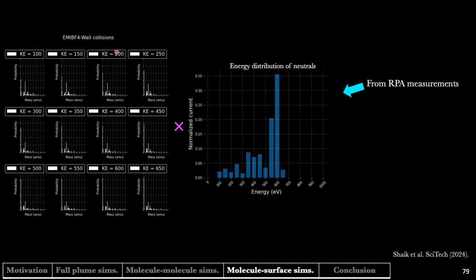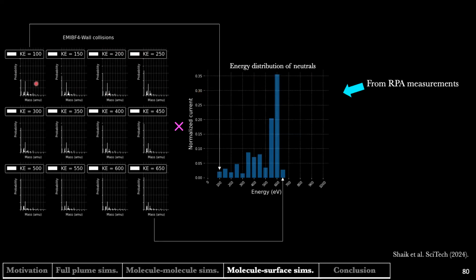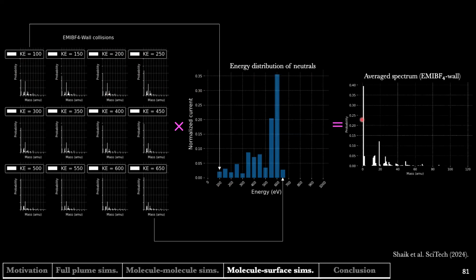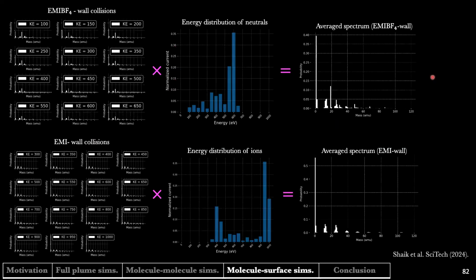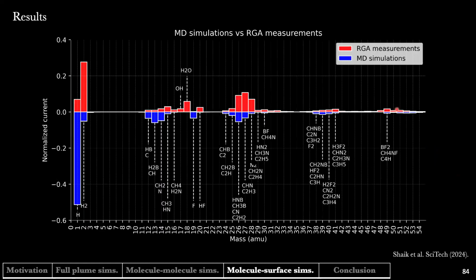So these two are for the neutrals, and then we multiply each mass spectrum by its corresponding probability, and then we get an average spectrum of EMI-BF4 wall collisions. And we repeat the same procedure for EMI wall collisions by multiplying the mass spectra by their corresponding probability distribution to get an average spectrum of EMI wall collisions. And then we multiply each mass spectrum by the mass flow rate of neutrals and ions, respectively, and we sum them to get one single averaged mass spectrum that we can compare to experiments.